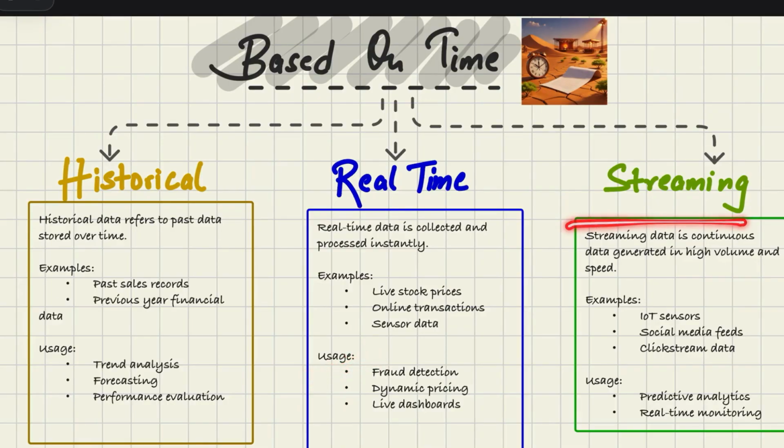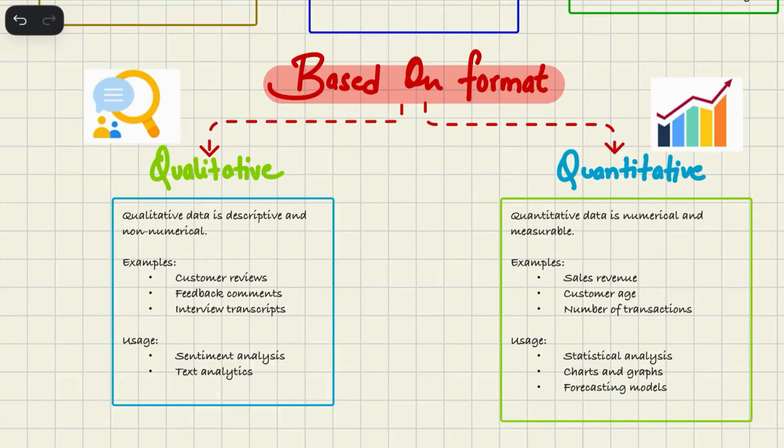And the third type of data based on time is streaming data. Streaming data is a continuous, non-stop flow of high volume data that is generated at high speed from thousands of concurrent endpoints. For example, continuous readings from IoT sensors, or live GPS tracking.